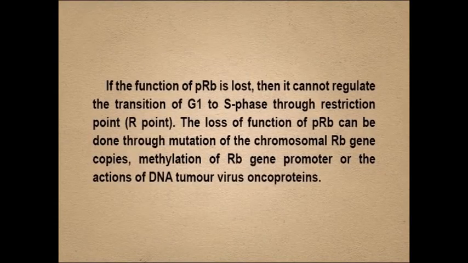In absence of mitogens, cells cannot synthesize D-type cyclins. pRB will remain in dephosphorylated state and the cell cycle will halt at G1. If the function of pRB is lost, then it cannot regulate the transition of G1 to S phase through restriction point. The loss of function of pRB can be done through mutation of the chromosomal RB gene copies, methylation of RB gene promoter, or the actions of DNA tumor virus oncoproteins.